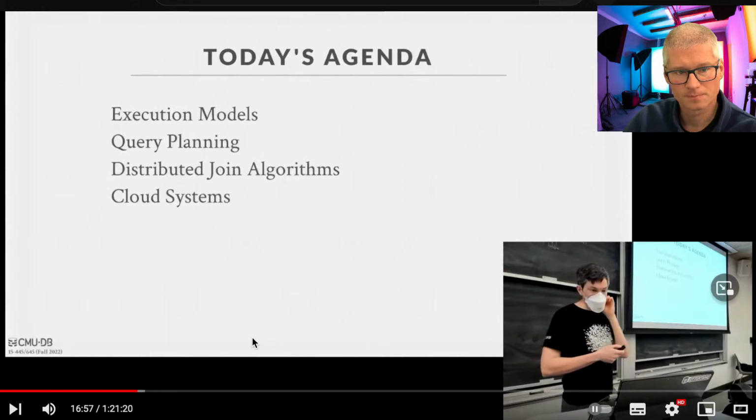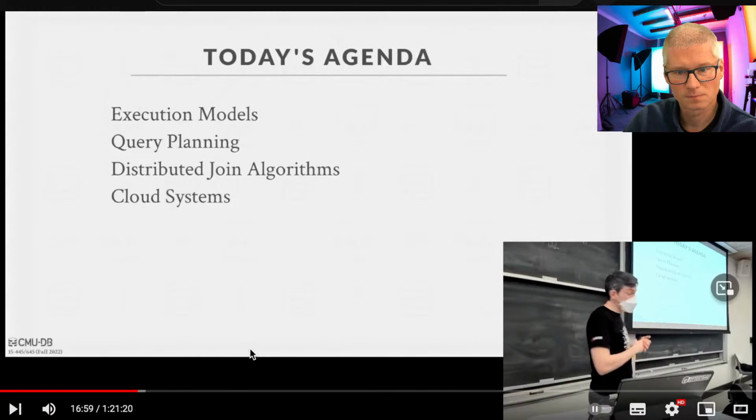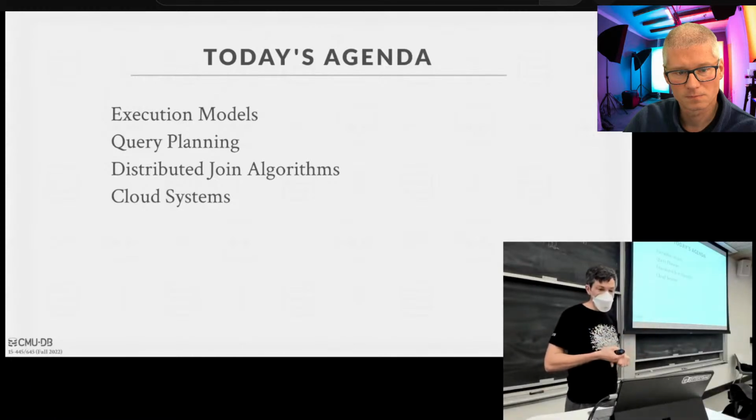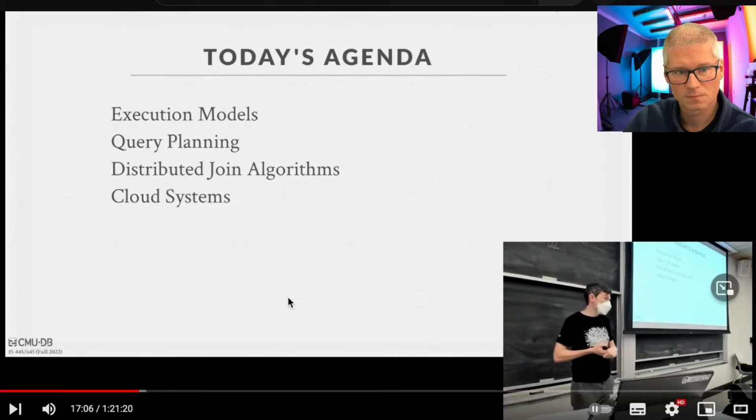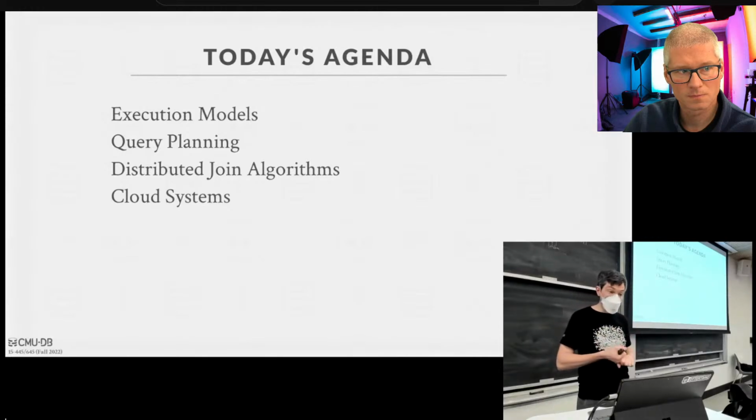So today we're going to talk about different execution models for distributed OLAP systems. We'll talk about, at a high level, how we're going to do query planning. Then we'll focus most of our time on doing distributed joins, because again, that's the most important thing we do. We spend most of our time in the system doing that.